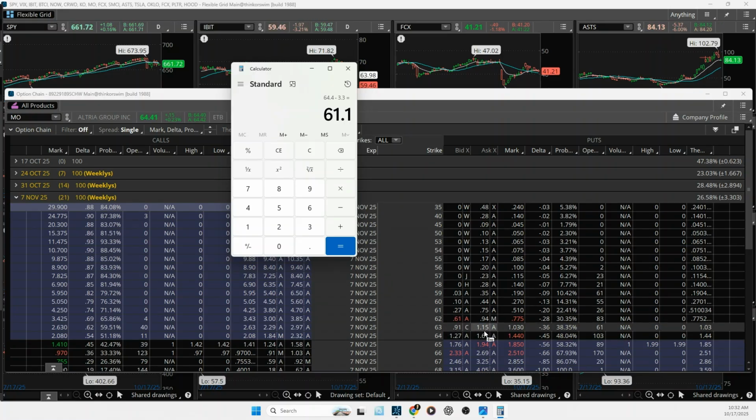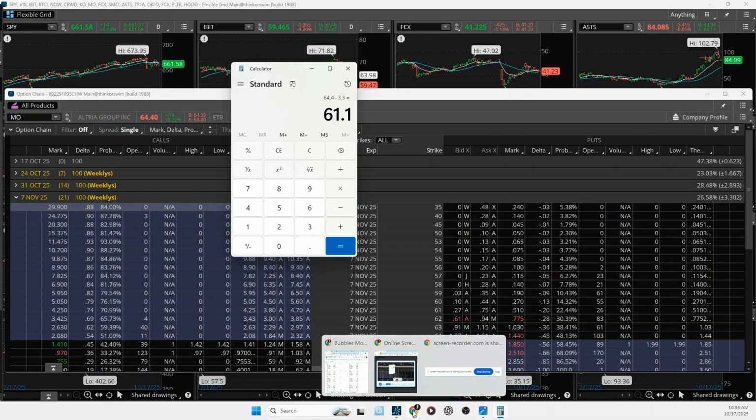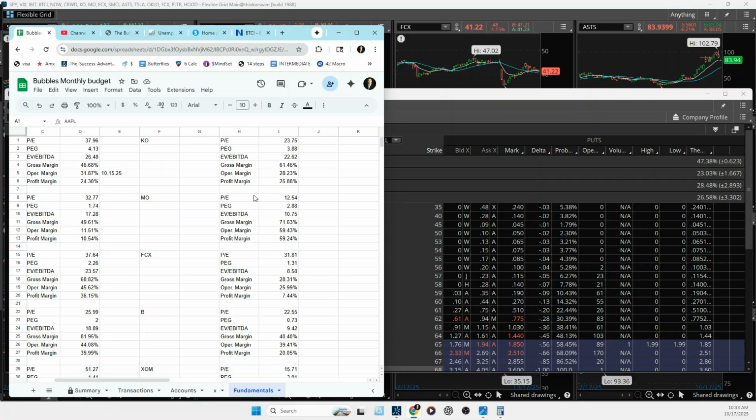So if we sell this, we really need to be clear and happy with the fact that we could be buying 100 shares at this price, even if it's trading down here. We have to be happy with that. Now, as far as getting a good deal, yeah, it is. It's a good deal.